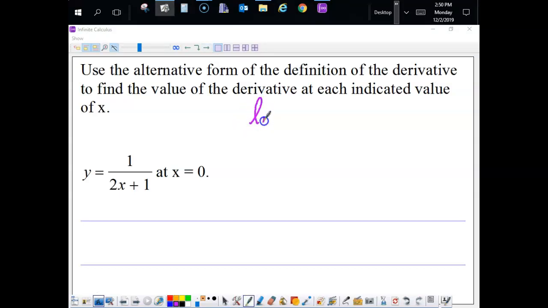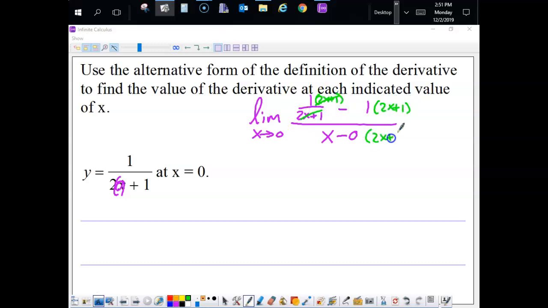Okay, so for this one, we're finding the limit as x approaches 0 of our function. When we plug in 0 for x, we get 1. And x minus 0 would just be x, so we don't really even need to write -0. So we have a complex fraction here, so we're going to multiply everything by the little denominator there to cancel it out, right? Okay, so what does that give us?